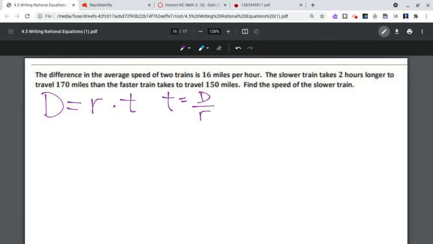The difference means subtraction. The difference in the average speed is 16 miles per hour. So I know I'm going to set it equal to 16. The slower train takes 2 hours longer to travel 170 miles. So the slower train, which is going to be the difference in the average speed, it's slower, 170 over t plus 2.